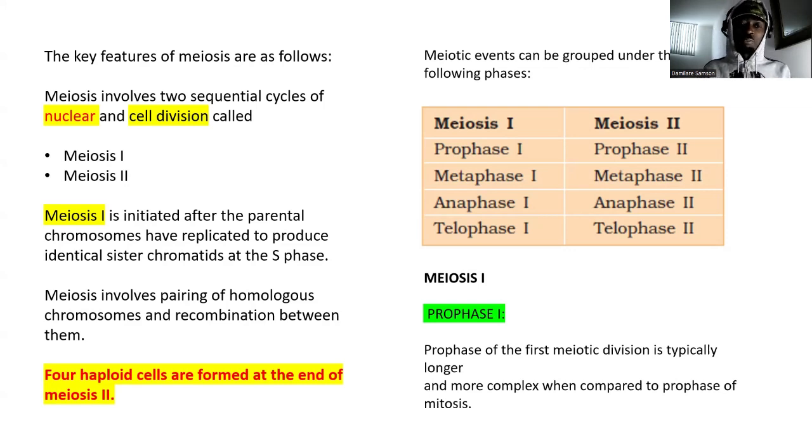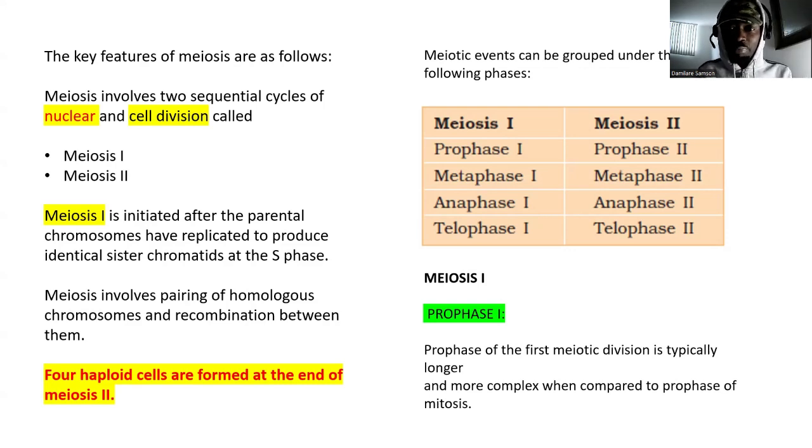Now, 4 haploid cells are formed at the end of what? Meiosis 2. So which means, instead of mitosis, where you have 2 diploid cells being formed, here under meiosis it is going to be what? 4 haploid cells that will be produced. So let's continue. We'll understand that as we move.